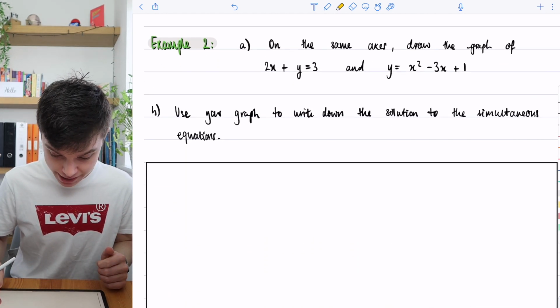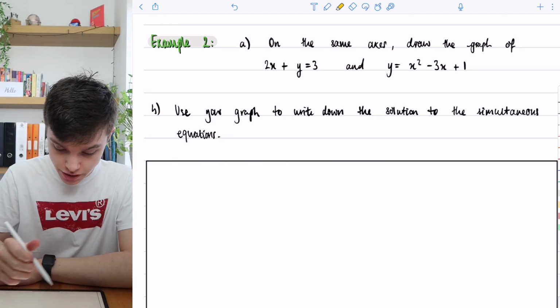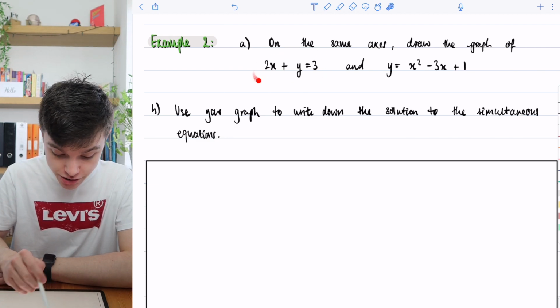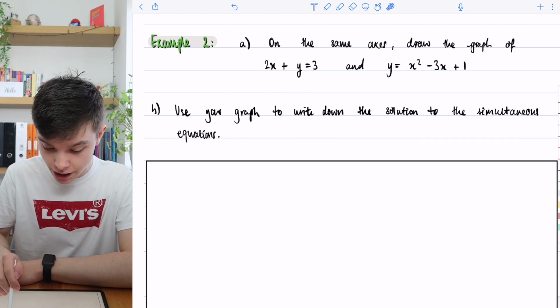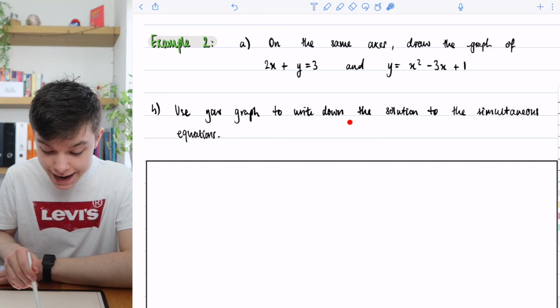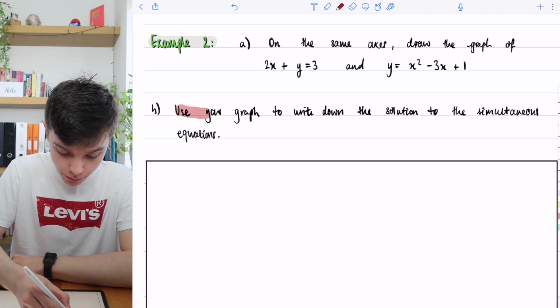Okay, let's have a look at another example. This is now an example where we've got a quadratic involved. So again, we're doing the same thing. We want to graph the 2 equations here. We've got a straight line and we've got a quadratic. And then B, again, we want to write down the solution to the simultaneous equations using our graph.